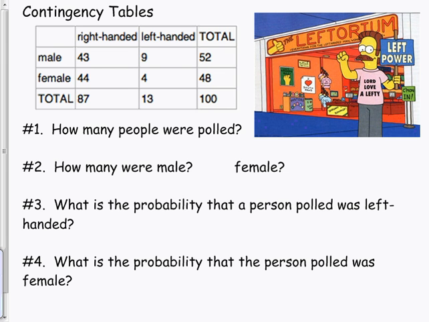All right. Contingency tables. This table right here is a list of males and females and left-handed and right-handed and the totals. It's all just nicely organized. All right?